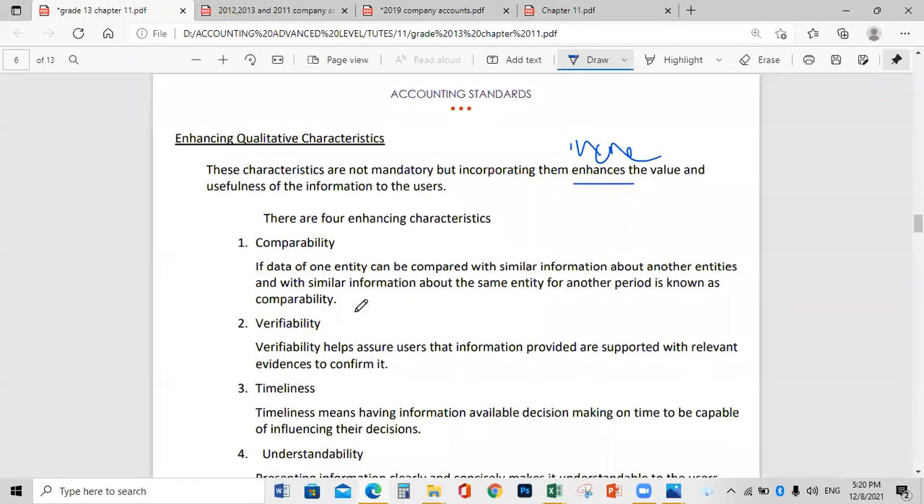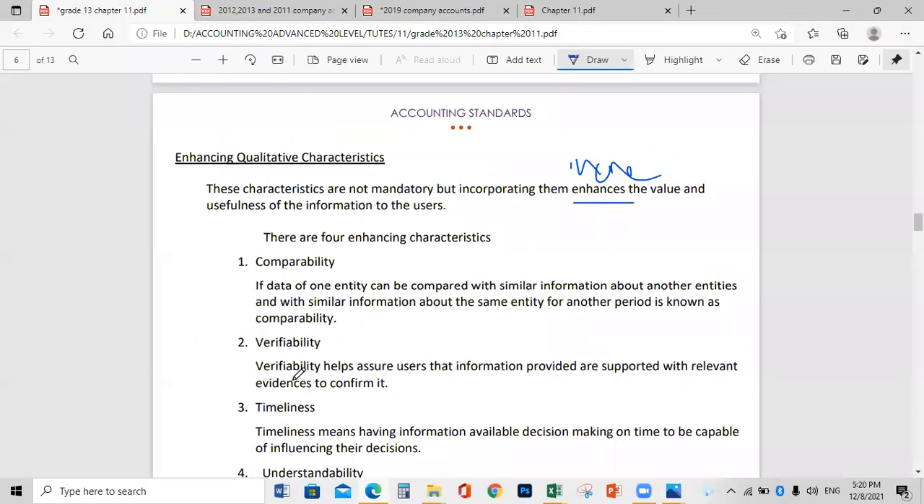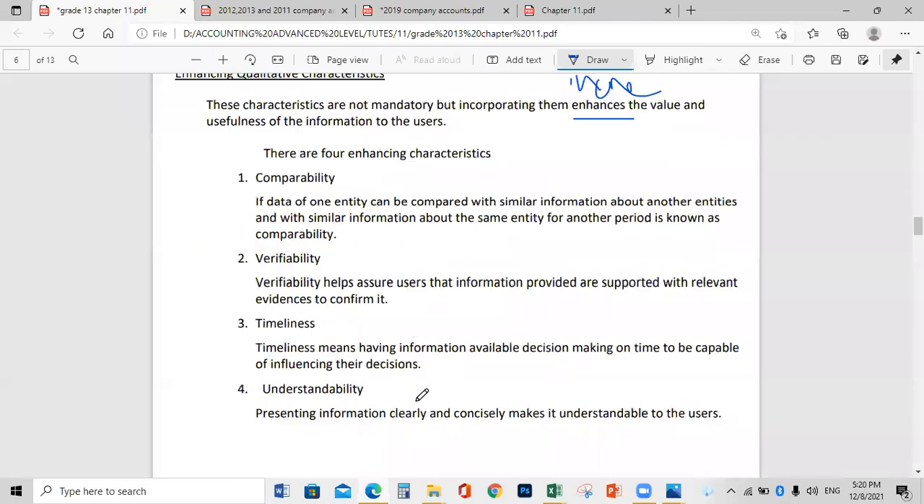Now let's continue. Guys, enhancing, what is enhancing? It increases the value of information, value and usefulness. For enhancing characteristics, remember, V CUT. Okay, so, guys, first one, comparability. We say, guys, the information should be able to be compared. The users have to be able to compare it. Whatever information you're giving, they should have the ability to compare it. They have to compare between two things, guys.